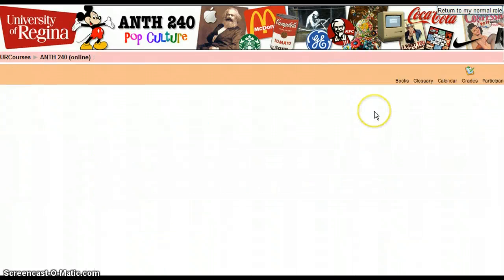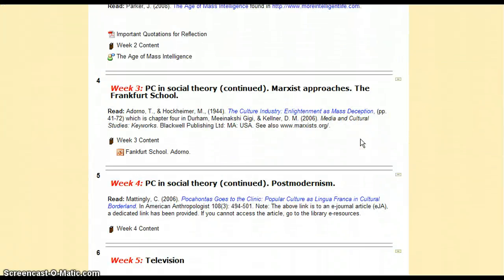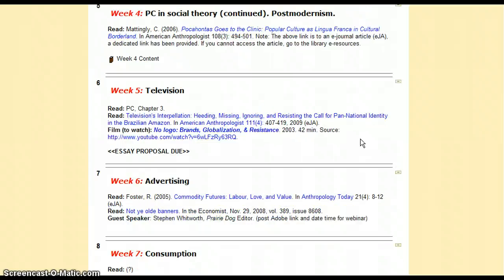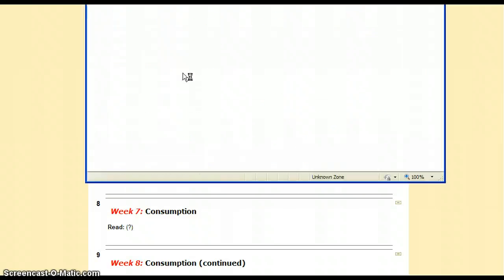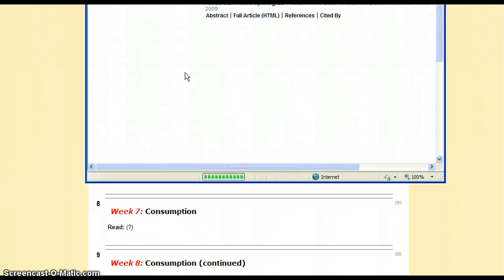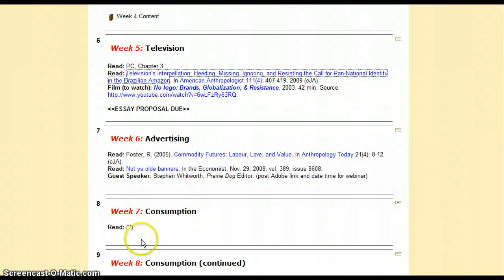The course, I've just got the shell here: week 1, week 2, week 3, week 4, with a book set up, and then the links to what you want them to read. Yeah. So that's what we've got so far. Thanks.